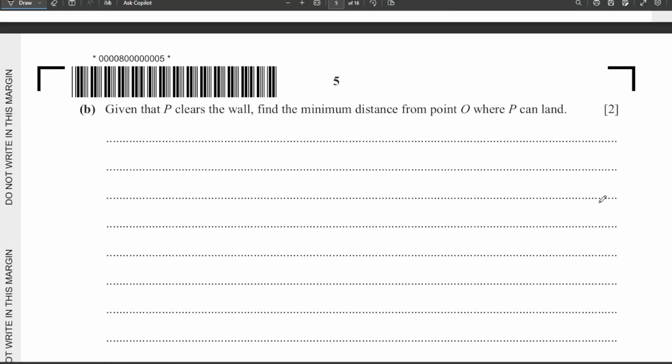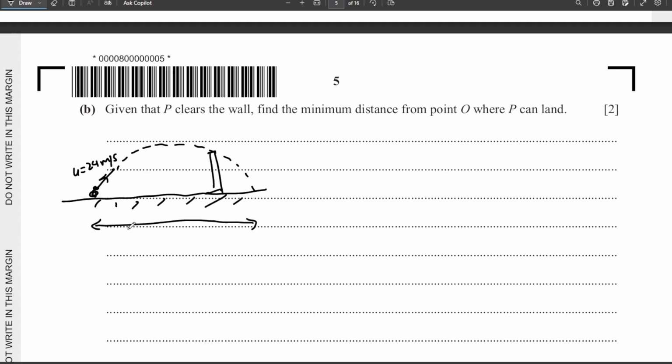Now we have part B. Given that it clears the wall, find the minimum distance from point O where P can land. So again, I'll redraw. Let's say we have U is 24 meters per second. And then it goes, this is the wall maybe, and this is the ground. So we want to find the minimum distance of Sx, where, I mean, when it lands again, right?